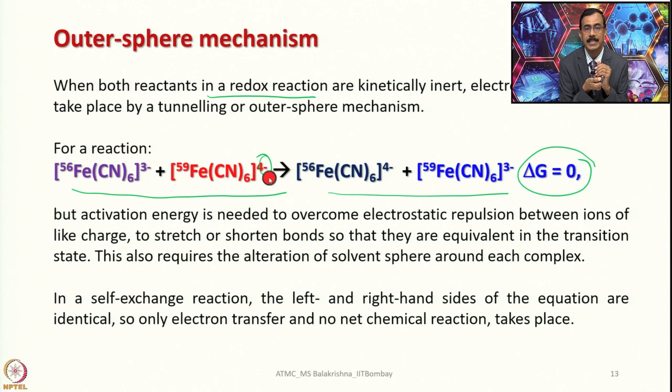In a self exchange reaction, the left and right hand sides of the equation are identical. So only electron transfer and no net chemical reaction takes place. When we look into this reaction, it appears that there is no chemical reaction. Of course, there is none. Whatever species we had, we also have on the right hand side, but this one loses an electron and this one gains an electron, and vice versa. So there is no net chemical reaction.